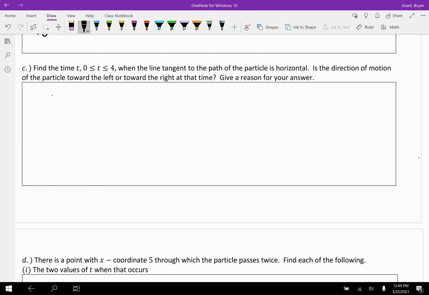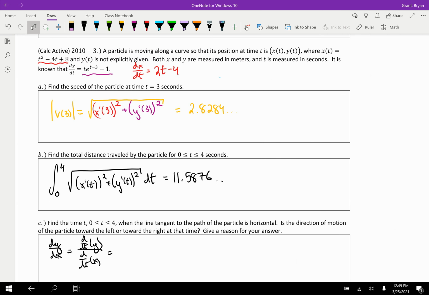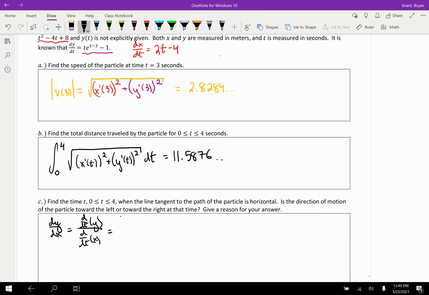What causes horizontal tangents? Oh, that's when the slope, or dy/dx, is equal to 0. So we should probably start by finding dy/dx, yeah? Dy/dx, we know that that's going to be d/dt of y divided by d/dt of x, but those are just fancy ways to say the derivative of y, which we have. That is our t e to the t minus 3 minus 1, and then the derivative of x, 2t minus 4.